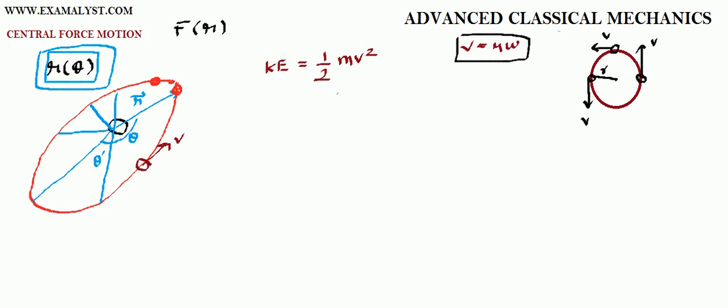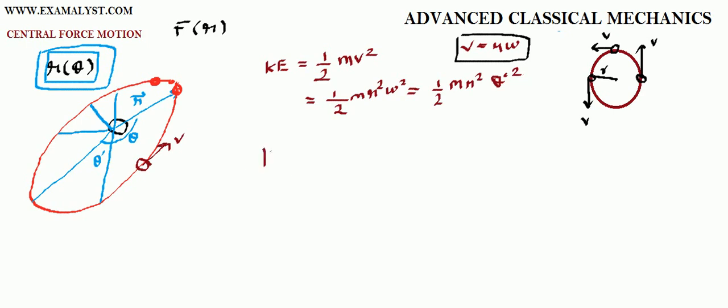So one thing is clear, that one kinetic energy in this elliptical motion is half m. So what is r? v square is r square omega square. Agreed? So what is omega? Omega is nothing but theta dot. So let me write it in a good form: half m r square theta dot square. Agreed? So this is the first kinetic energy.